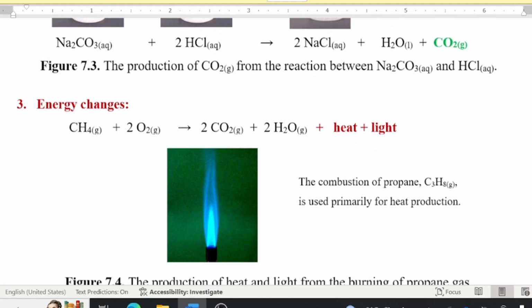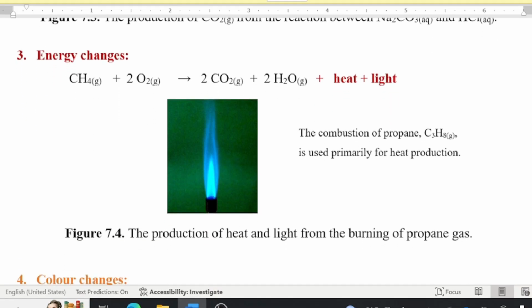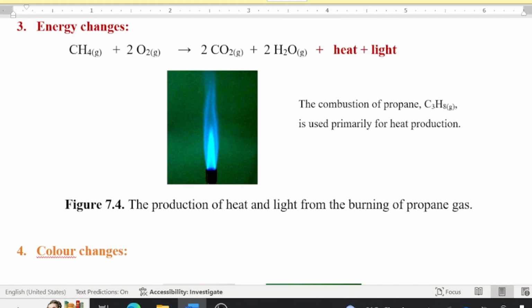Number 3, energy changes. Here you're having burning of methane gas in the oxygen, and you get heat and light. Or in your lab, you burn this propane gas here, you put your hand there, you feel hot, and that's a blue flame being produced there. So energy changes in the form of heat, light, and also sound. Lots of sound taking place in some parts of the world right now.